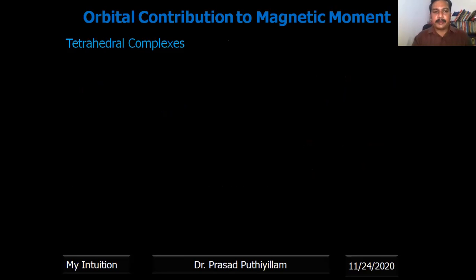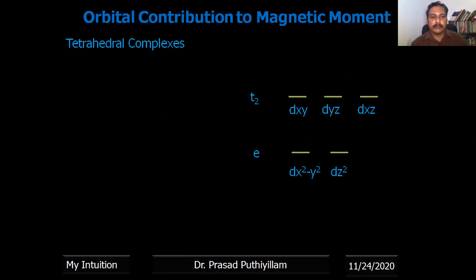Now with that of a tetrahedral complex, the arrangement is: e is at lower energy and t2 is at higher energy. So dx2-y2 and dz2 have lower energy, while dxy, dyz, dxz have higher energy; we call it t2. We are not writing the g because there is no center of symmetry in tetrahedral complexes. So delta t is less than pairing energy. That means the energy difference between e and t2 is very small. Therefore, electrons will try to singly occupy first.